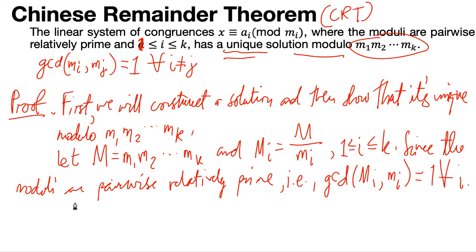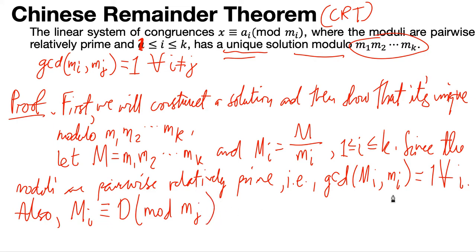So also from this statement, we can state that big M sub i is congruent to 0 modulo m sub j. Since all the big M sub i is equal to big M over small m sub i, we can say that big M sub i is congruent to 0 mod m sub j.